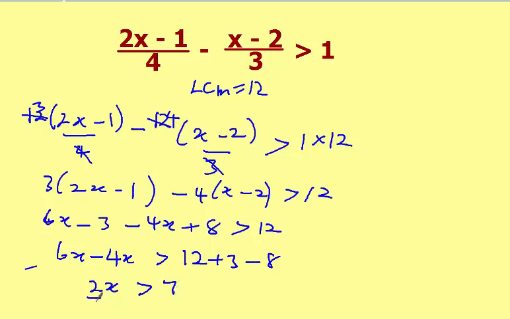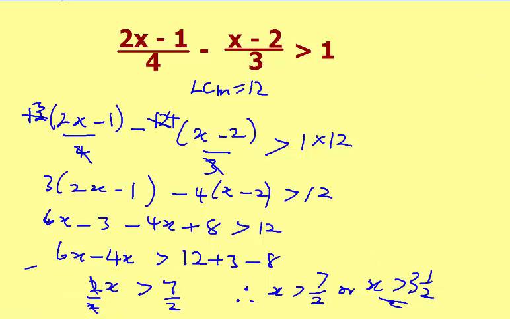Good. Let's divide here by 2. Do the same here. These two will cancel out. Therefore, x is greater than 7 out of 2, or x is greater than 3 whole number 1 out of 2. Good.